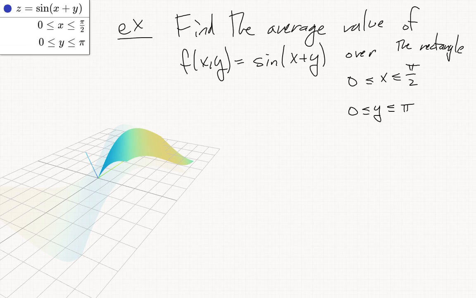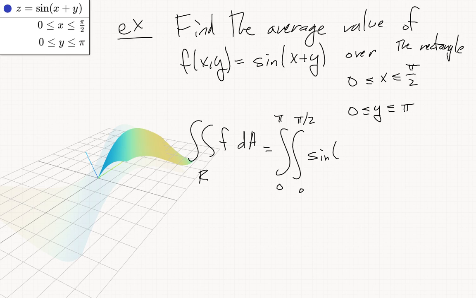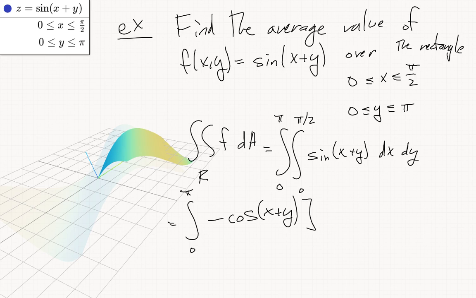So we need to integrate f over this rectangle. For this, we don't need to do anything too fancy with the bounds. We just go 0 to pi and 0 to pi over 2 of sine of x plus y dx dy. So that'll be the integral from 0 to pi of negative cosine of x plus y, at pi over 2 and at 0, and then dy.